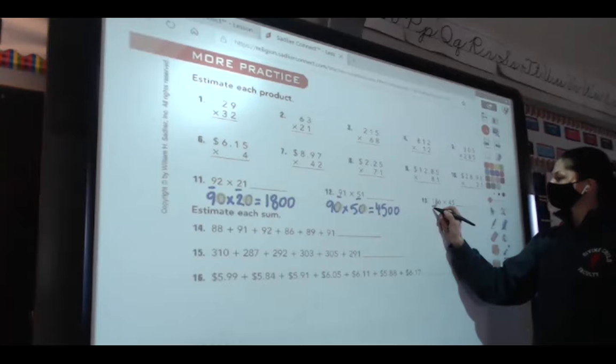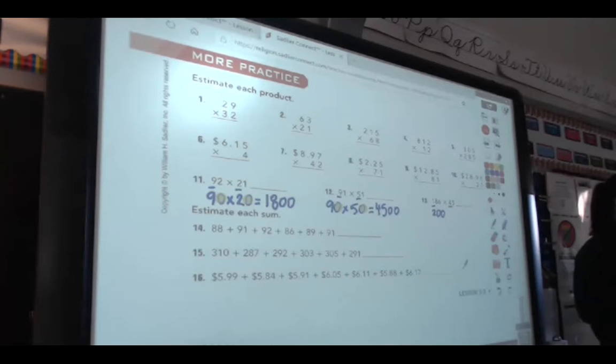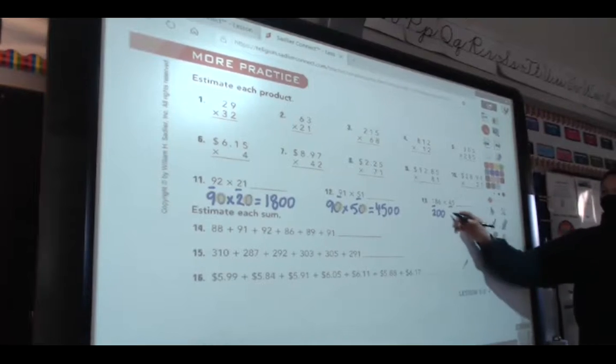Meaning 186 is closer to 200 than 100. And that makes logical sense, right? Yeah, what would 45 round to? It's more. 45 would soar to 50. You got it. Yes.